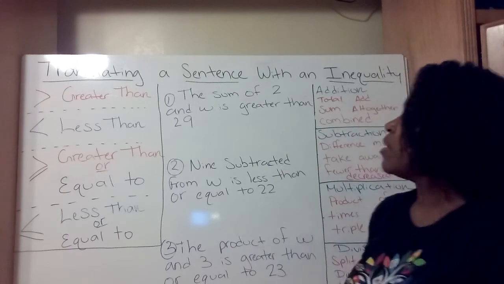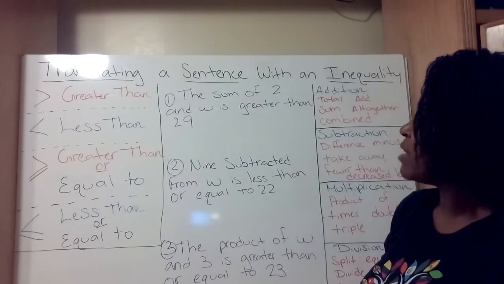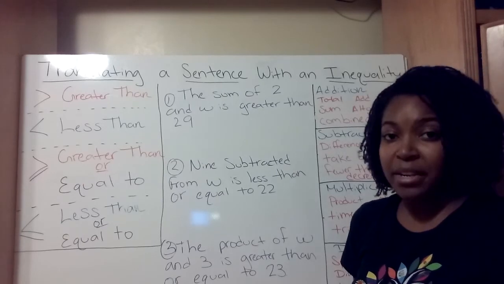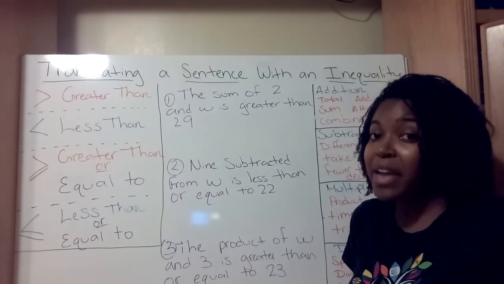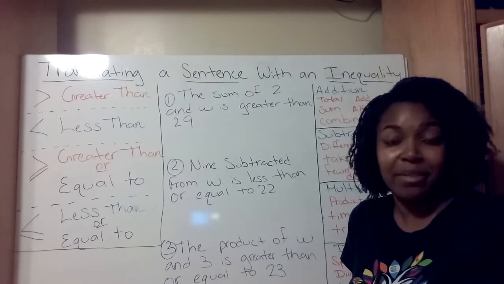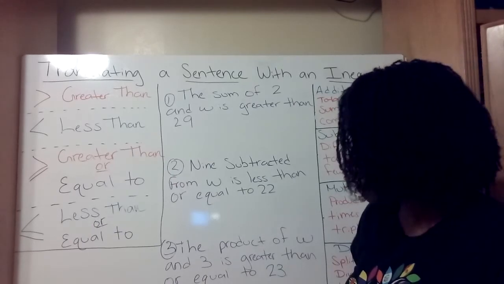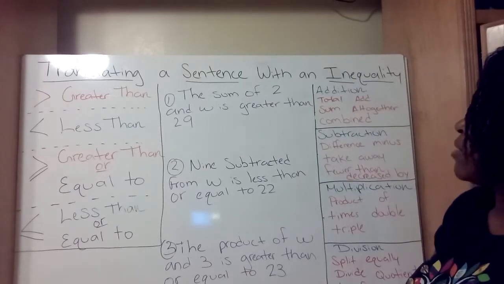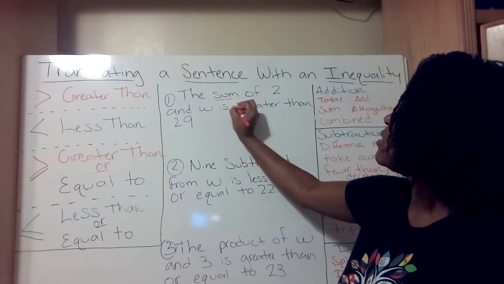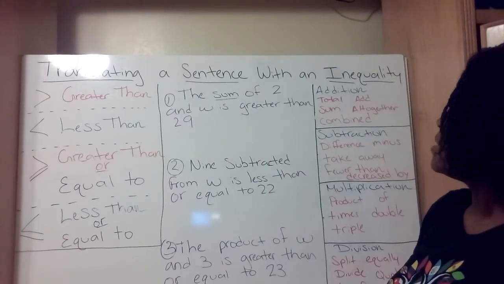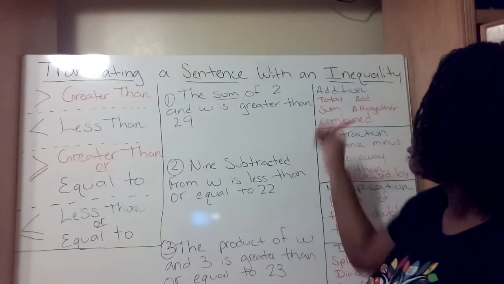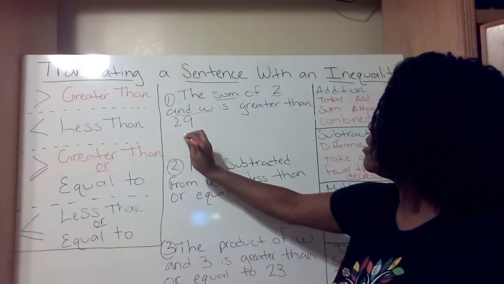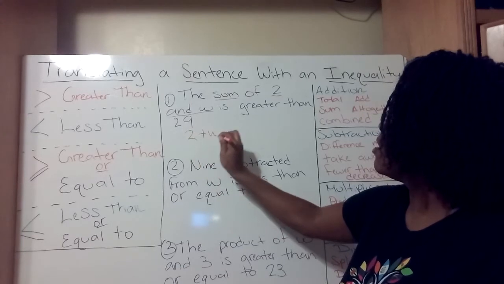So the first example we're going to go through says, the sum of 2 and W is greater than 29. So, first thing I want to do is underline some of our important words that jump out. Immediately I see the word sum. The sum of 2 and W, so it looks like I'm going to be adding 2 and W right there, all right? That's my guess. I'm just going to go ahead and write that thought down.